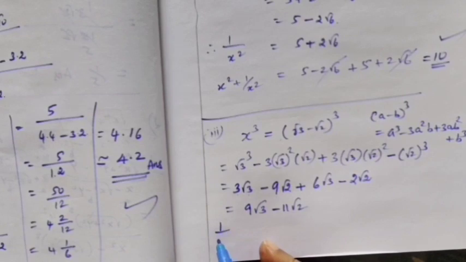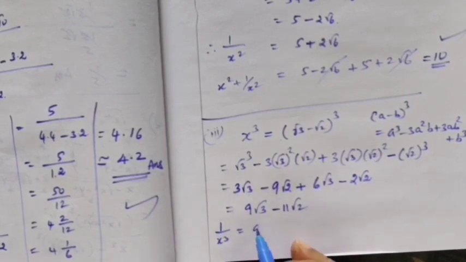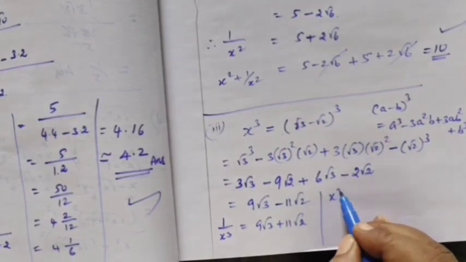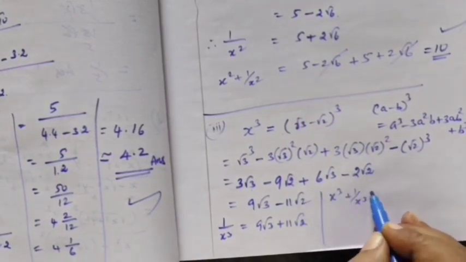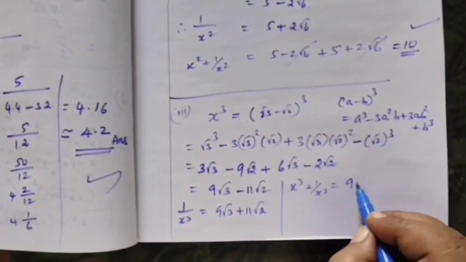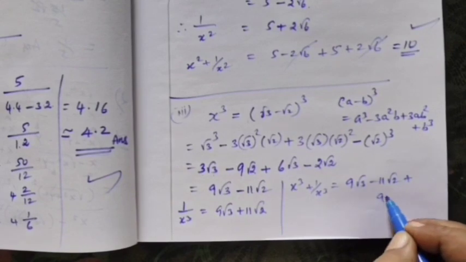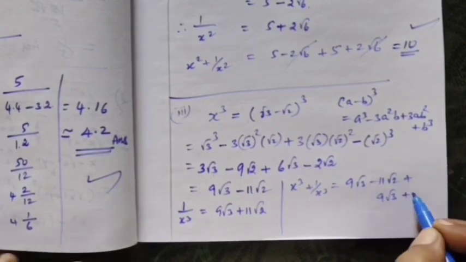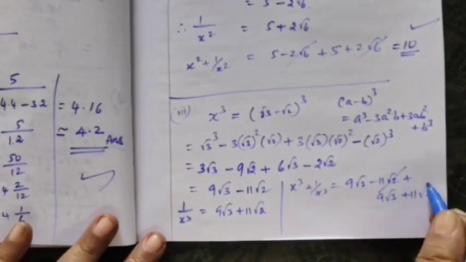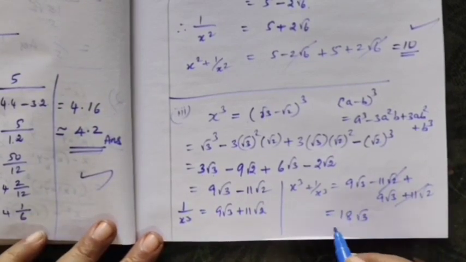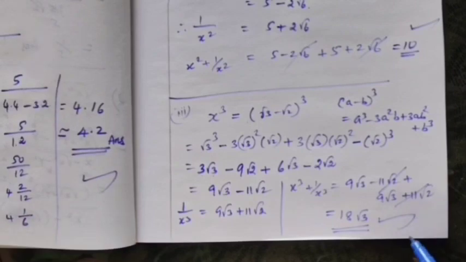Now the conjugate is 1 by x cube, 9 root 3 plus 11 root 2. So now add x cube plus 1 by x cube equal to 9 root 3 minus 11 root 2 plus 9 root 3 plus 11 root 2. Plus and minus cancel. So the answer is 18 root 3.